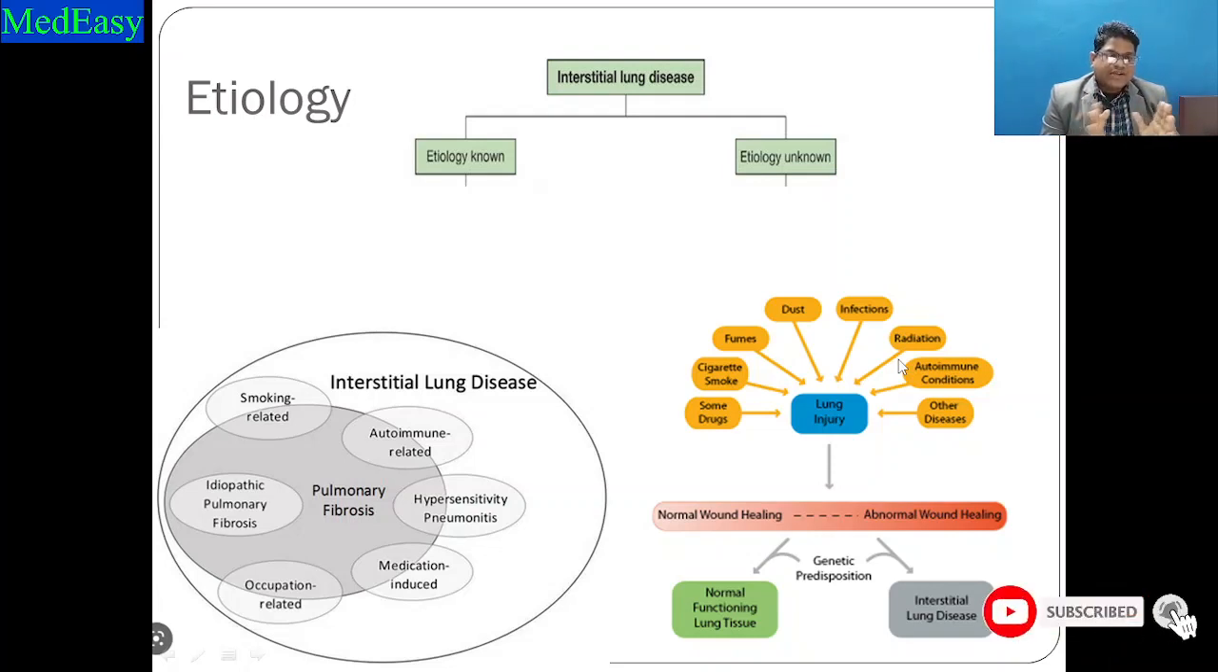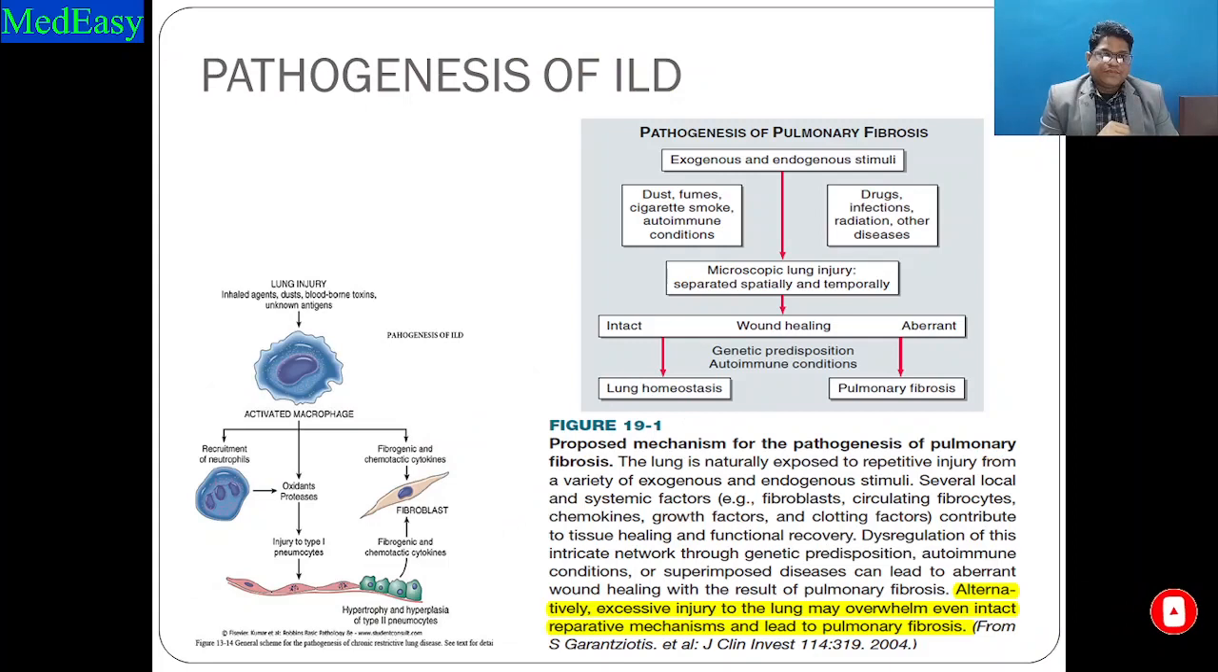As long as there is normal wound healing, the lung will restore its normal function and homeostasis will be maintained. But if there is a repetitive stimulus, a continuous injury, and the lung is not able to heal it properly, and there is abnormal wound healing, in that situation disease processes start, and that leads to lung fibrosis or development of ILD in due course of time.